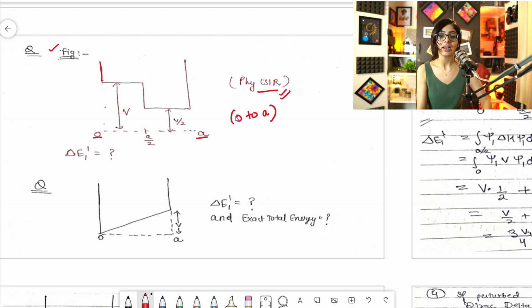But here, ideally the box should be like this, 0 to A. And if somebody asks me its energy, I can simply tell that it is n square h square by 8 m L square, and here L is A, so I will say 8 m A square, right? But here, what you can see is that it is not an ideal box. It is perturbed. It got deviated from reality.